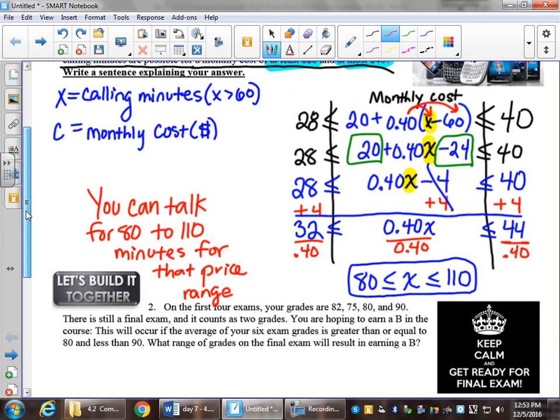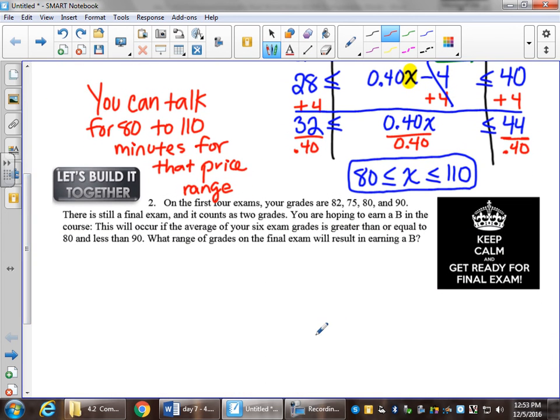Number 2 is a little bit different. On the first 4 exams, your grades are 82, 75, 80, and 90. There's still a final exam, and it counts as 2 grades. You're hoping to earn a B in the course. This will occur if the average of your 6 exam grades is greater than or equal to 80 and less than 90. What range of grades on the final exam will result in earning a B?